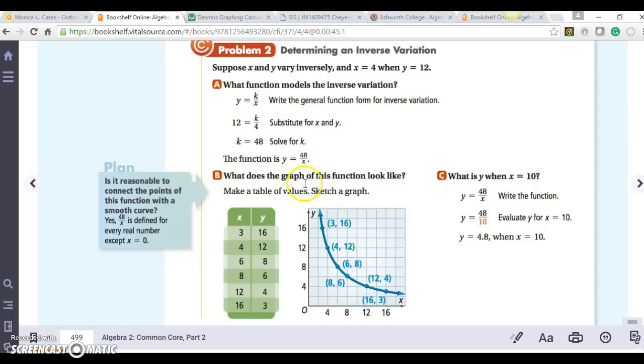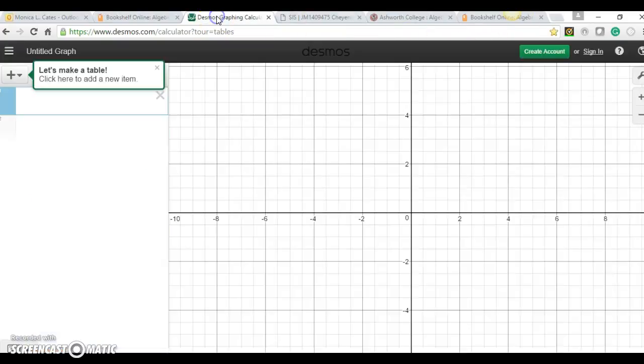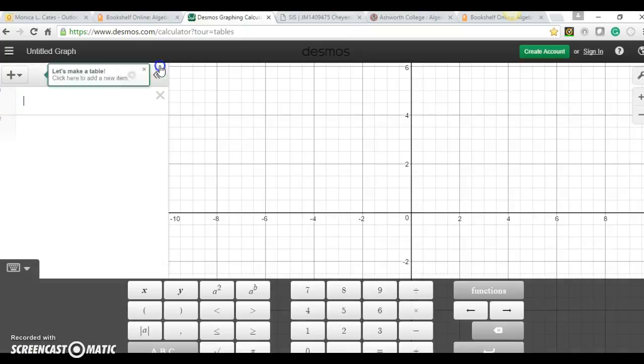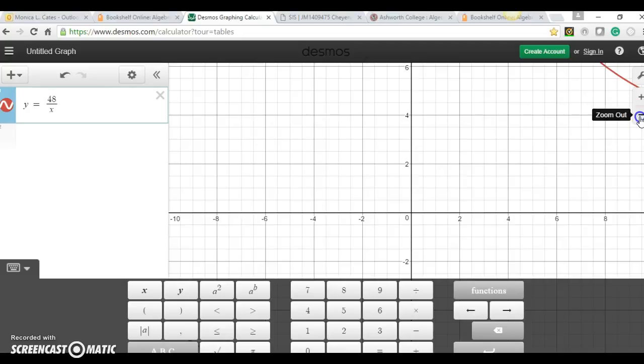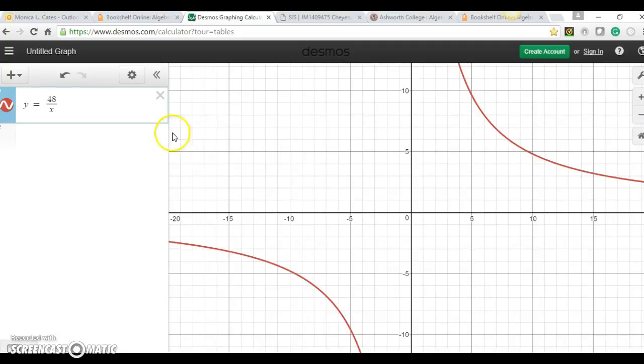Then it says, what does the graph of this function look like? I'm going to use my free graphing calculator at www.desmos.com, and I'm going to graph it for us. So that's y equals 48 over x. And we can't see it, so I'm going to zoom out. And there we have it there.